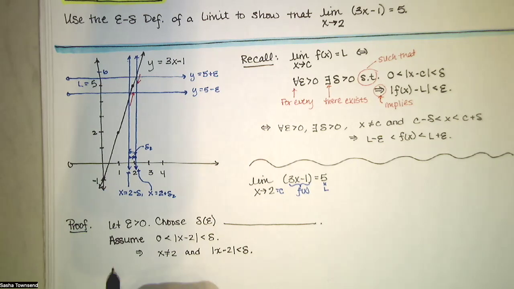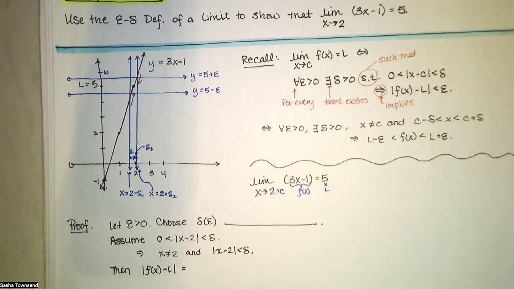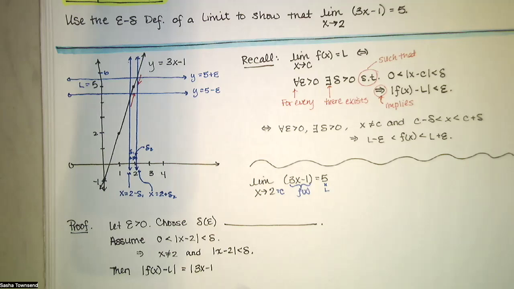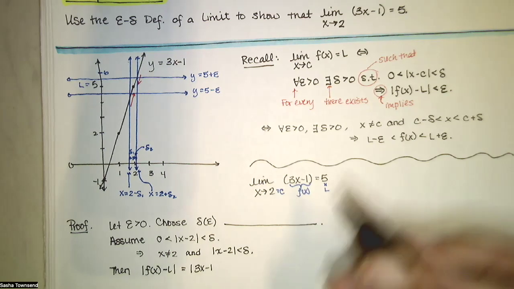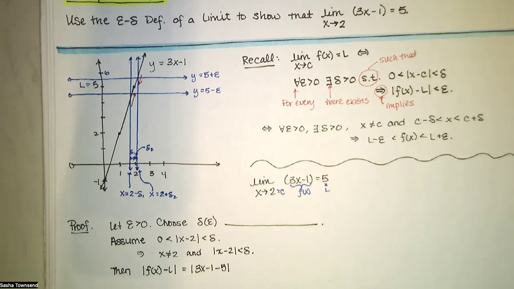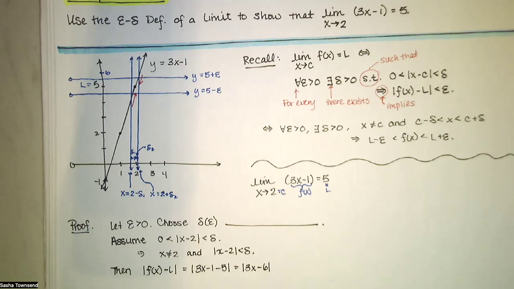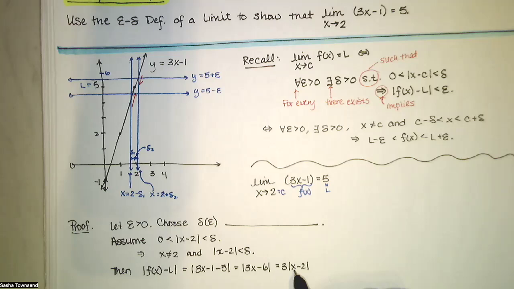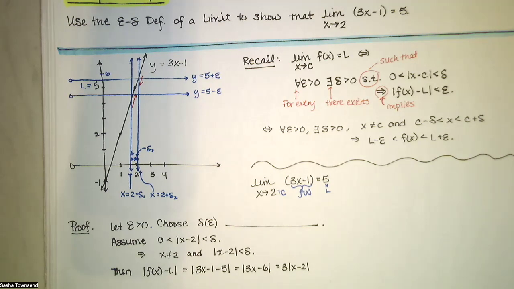Now we want to look at the absolute value of f of x minus L. And f of x is 3x minus 1. Actually, I feel like I may have already done this. I think we did. The limit is 5. And if we simplify that, we have the absolute value of 3x minus 6. And that has a common factor of 3, so we can factor that out. 3 times x is 3x, and 3 times negative 2 is negative 6. And we want to compare this to this.